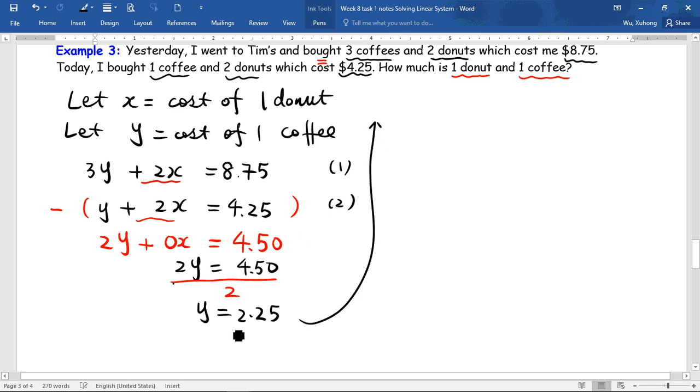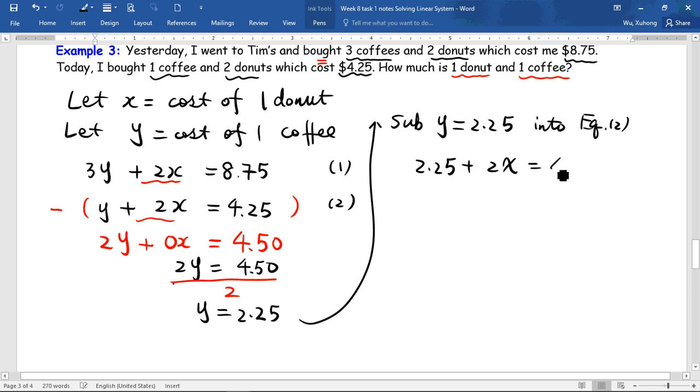Then I have the y value, and we are going to find the x value. Which equation do you want to substitute into? It doesn't matter which one, so find the easy one. Maybe the second one, because it is easier. 2.25 plus 2x equals $4.25. You have one x in the equation. You could isolate it by moving the numbers to the other side, doing the opposite operation.